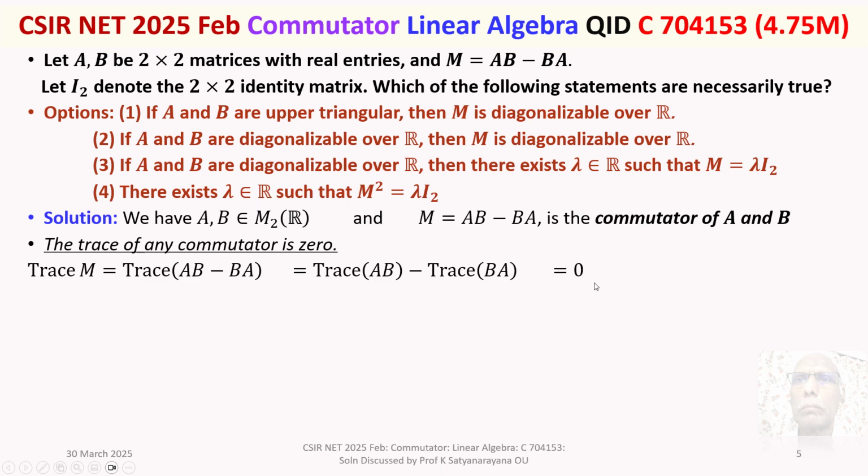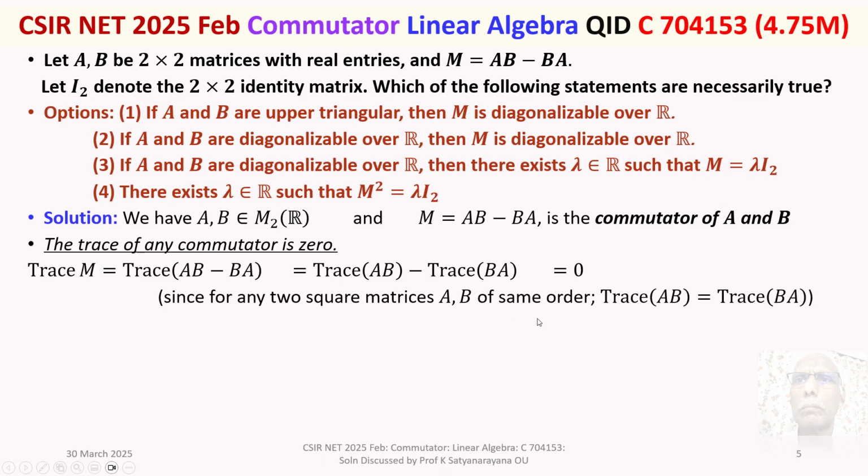Why? Because for any two matrices A and B of the same order, the trace of AB is equal to trace of BA. So, for any two square matrices A, B of same order, the trace of the product AB is equal to the trace of the product BA. That is why this becomes 0. Hence the result, the trace of any commutator is 0.